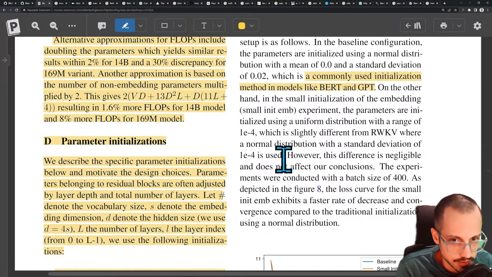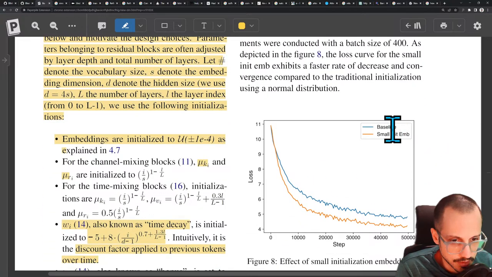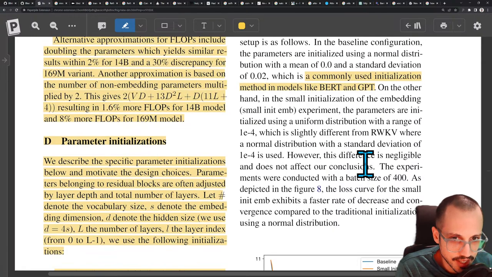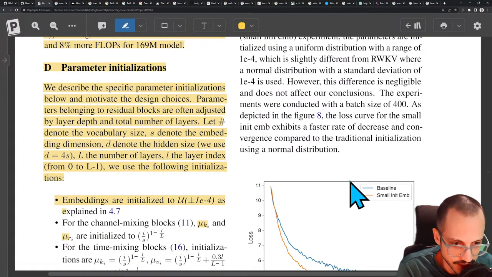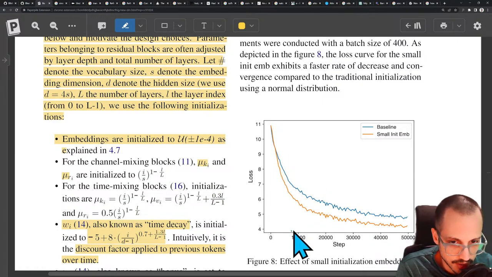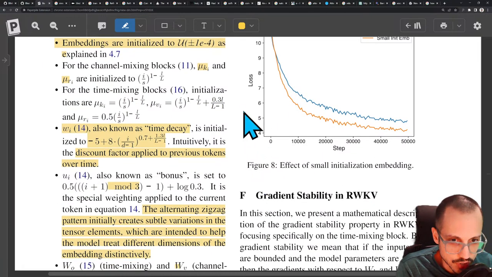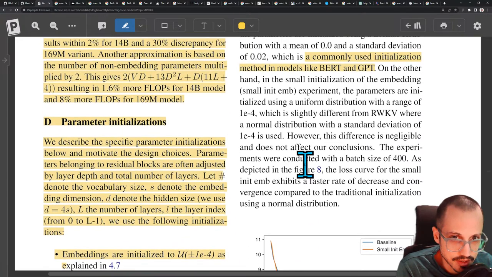In the baseline, the initialization for the embeddings is a Gaussian, and that's what this blue line is. But then they tried what they call small init embedding, and they switched it to a uniform distribution between 1e to the negative 4 and negative 1e to the negative 4, and it does actually seem to be better. I wonder if this is training loss or test loss, probably test loss. Batch size of 400.